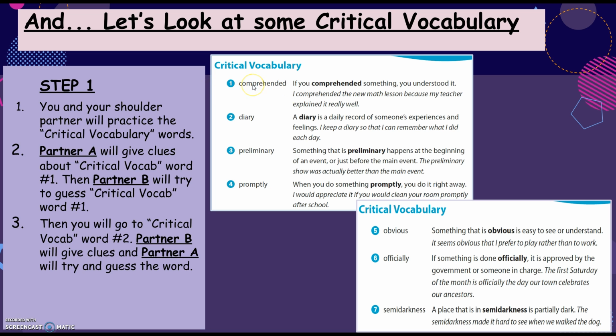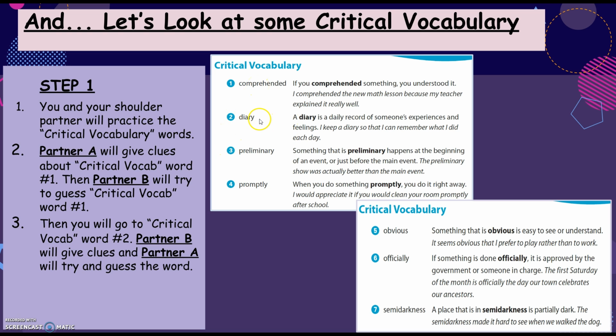So say this word was Chick-fil-A. Partner A is going to give partner B clues, like there's waffle fries there. They have a sauce at the restaurant named after them. Their chicken nuggets are very good. And then at that point, partner B should guess Chick-fil-A.